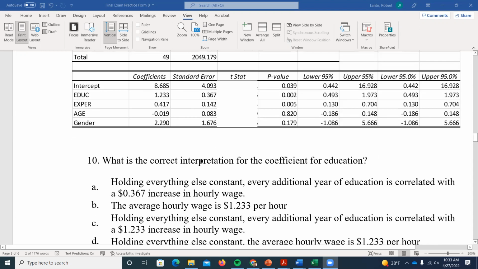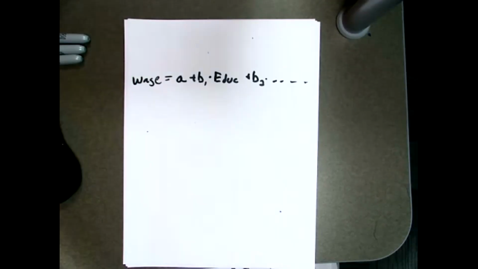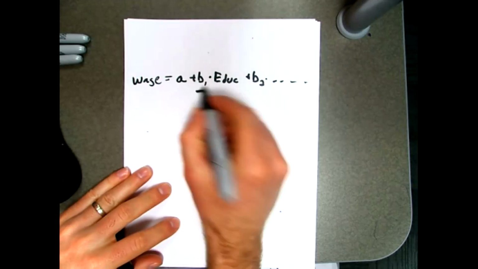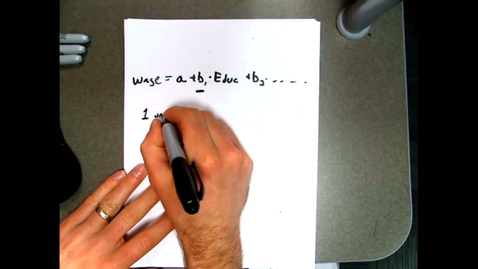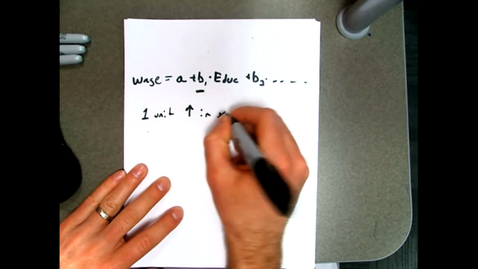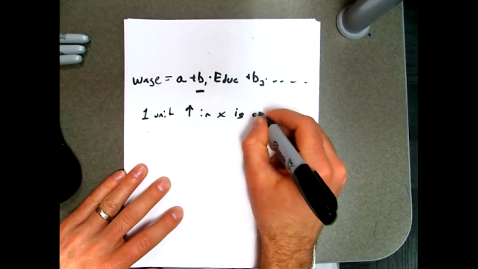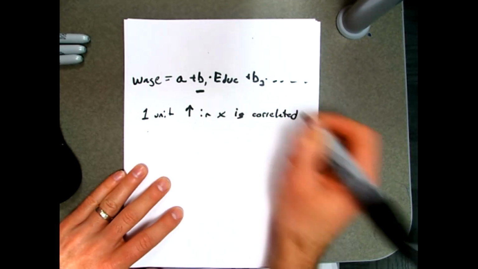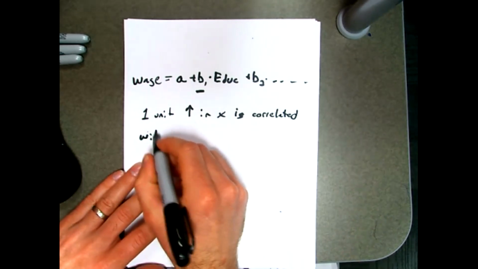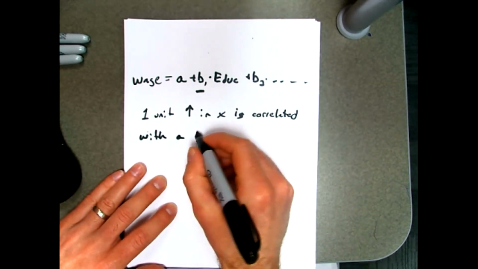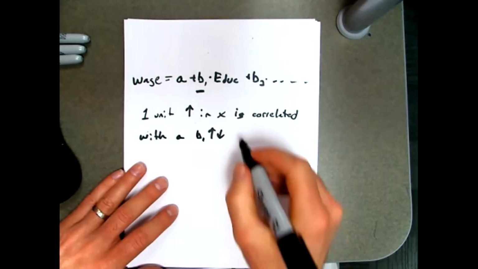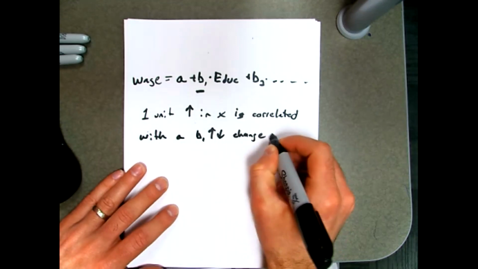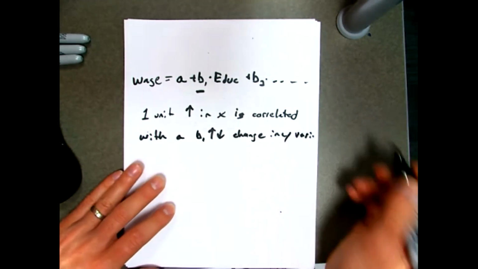So what would my correct interpretation be for this education variable? Well, remember we said the slope coefficient interpretation would be a 1 unit increase in X is correlated with, or the predicted Y variable changes by, a beta 1, right? Either an increase or decrease depending on if it's positive or negative, change in our Y variable, right?